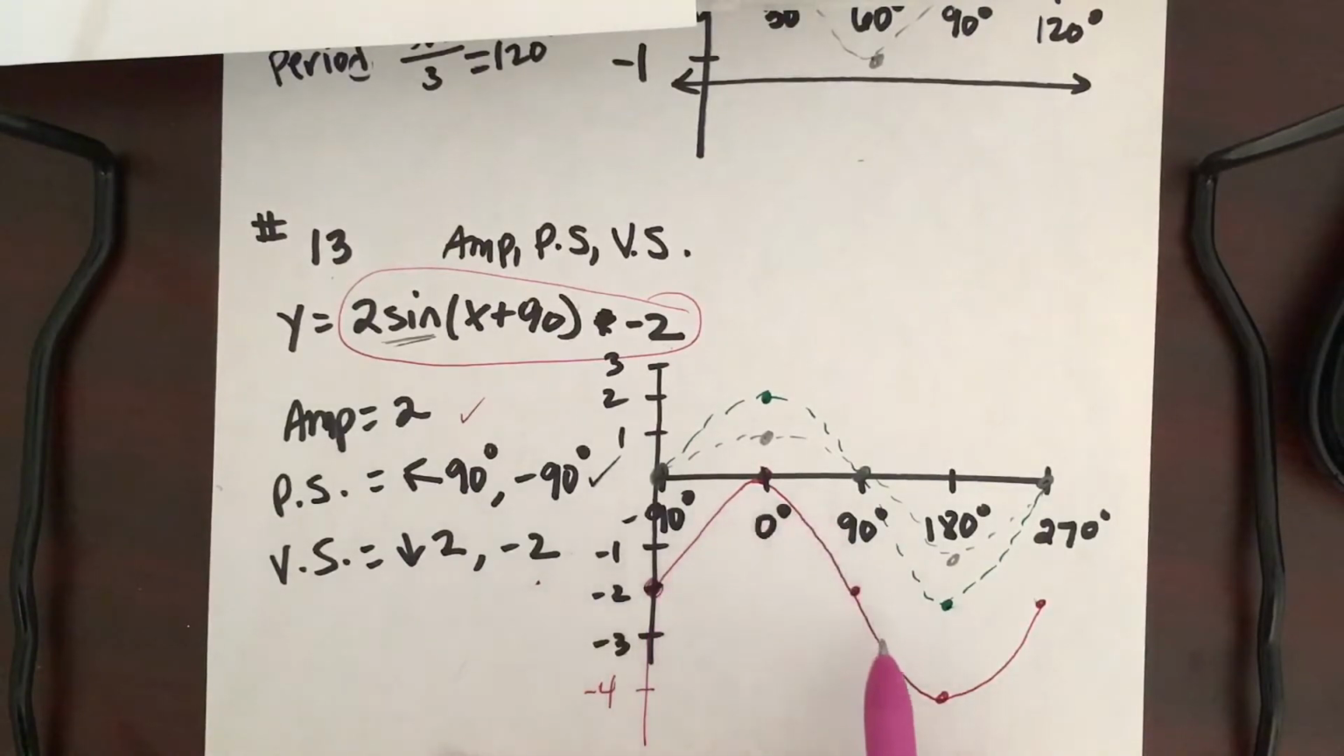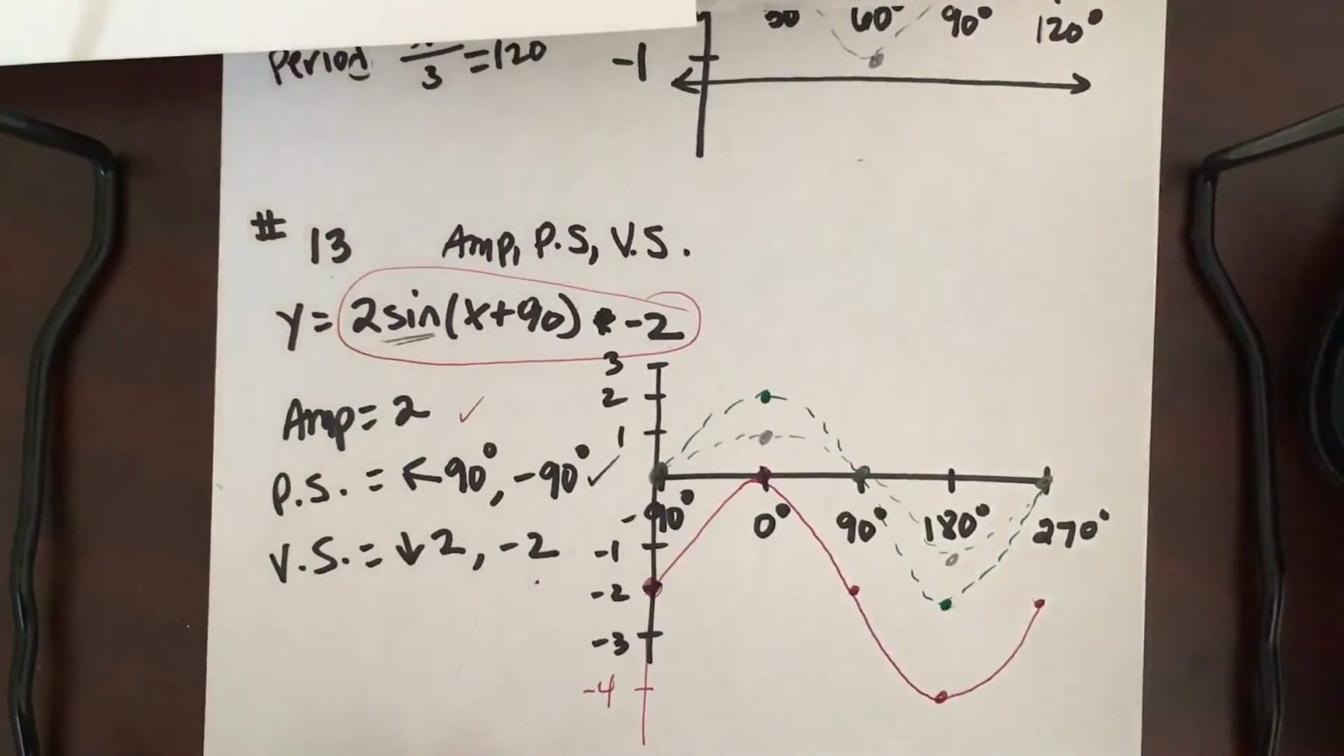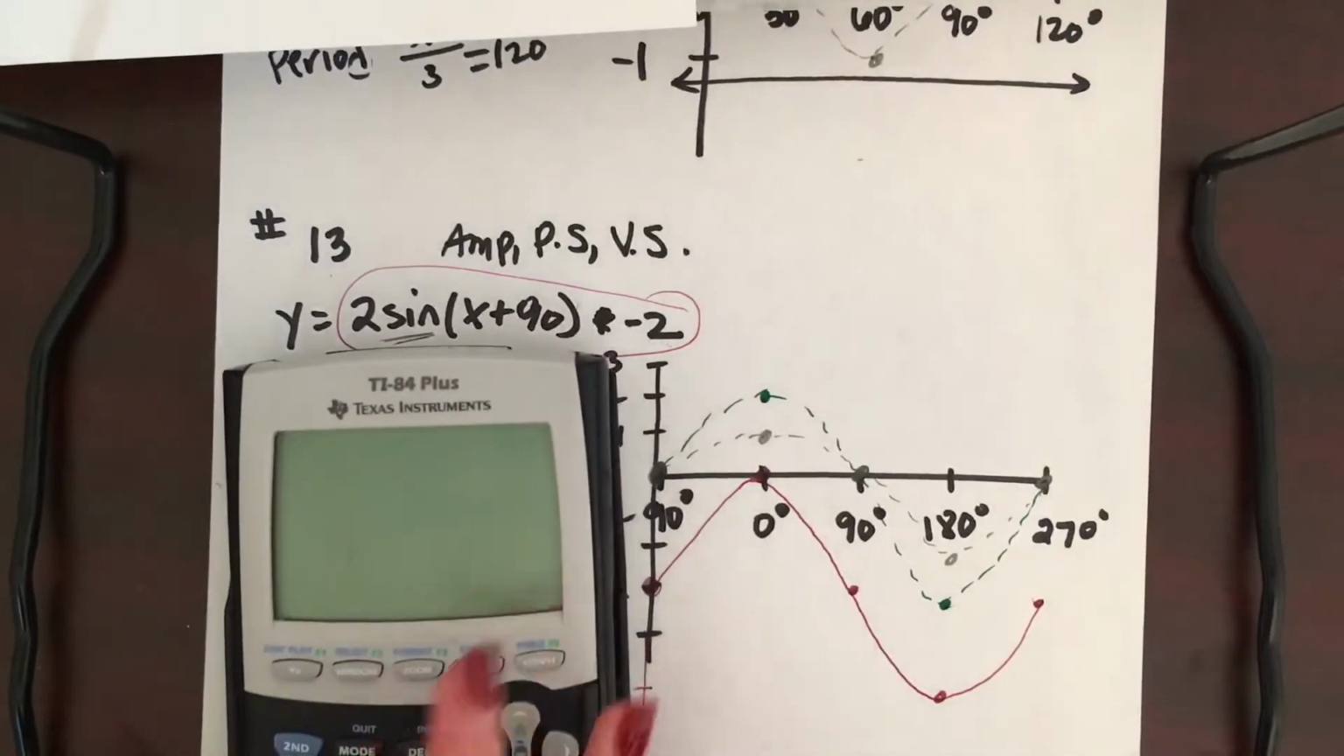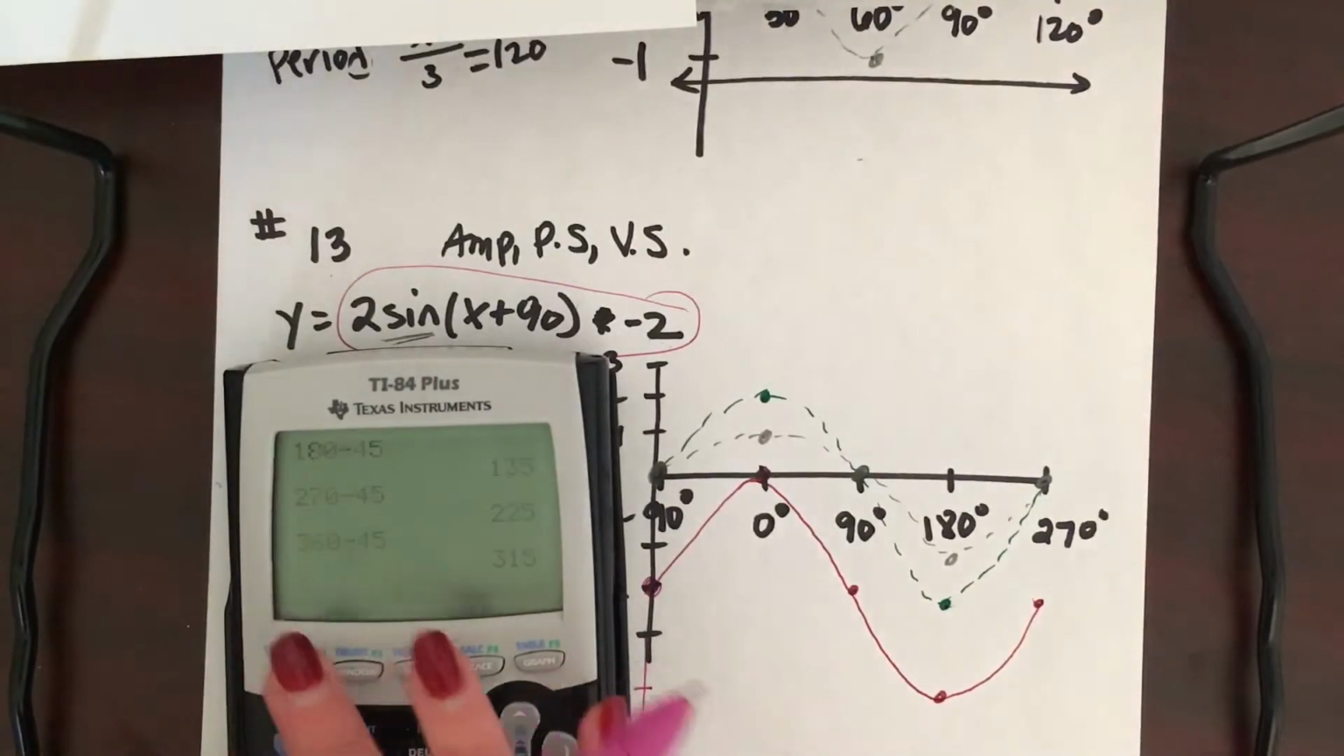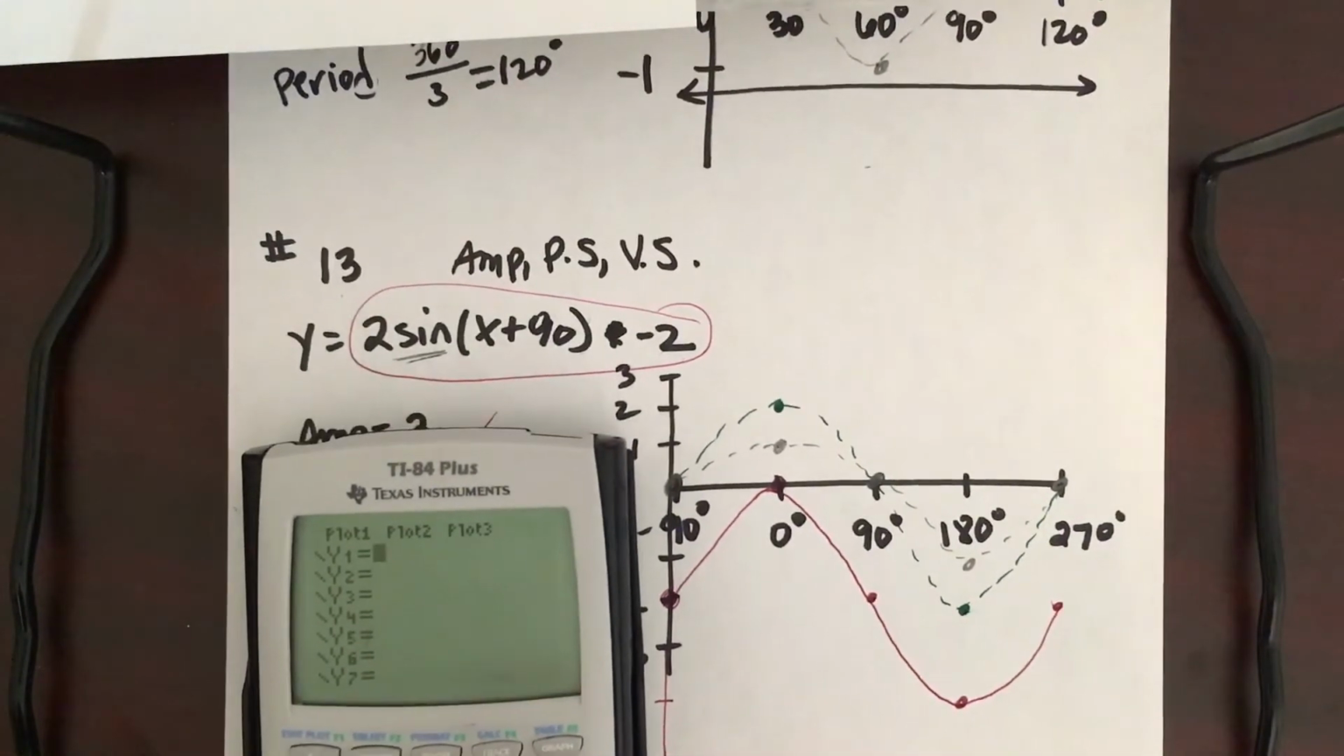Now we can graph this kind of quickly to check that you're graphing it right. Whatever kind of calculator you have, I'm just going to type this equation in here. So 2 sine of x plus 90 and then minus 2. And when I graph it, I have it on some random window setting from before. So we need to adjust our window.